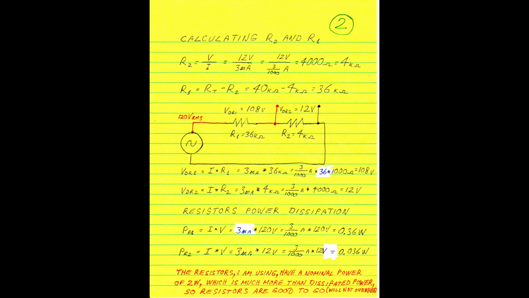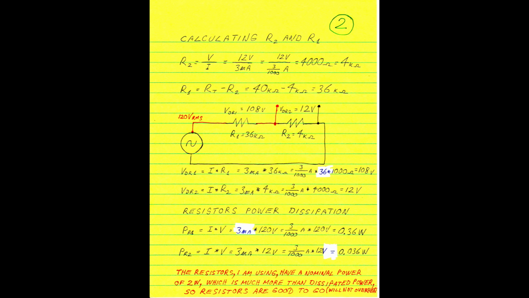So R1 equal 36 kilo ohms, R2 equal 4 kilo ohms. VDR1 is 108 volts and VDR2 is 12 volts. VDR1 equal I times R1, and that's 3 milliamps times 36 kilo ohms, and that's 3 over 1000 amps times 36 times 1000 ohms, and that's 108 volts.